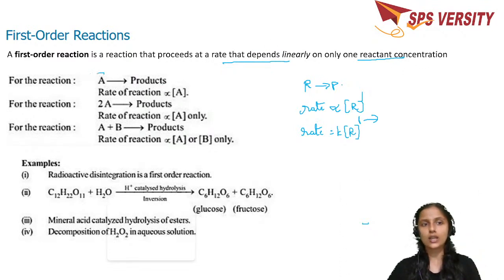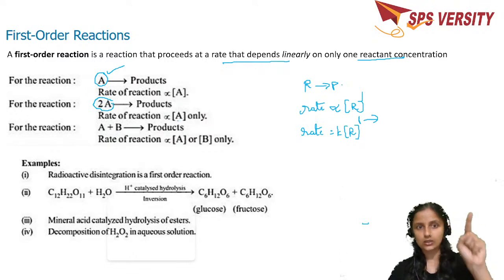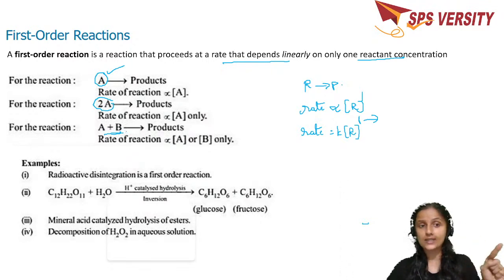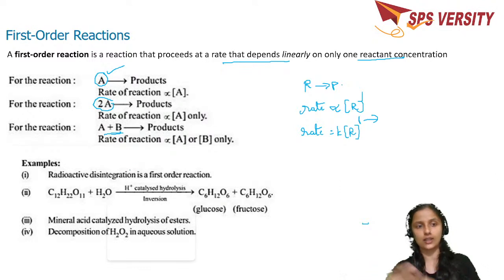So if you have a reaction, A gives rise to product, then the rate of the reaction is directly proportional to the concentration of that particular reactant. If you have two molecules of A, then also the rate of the reaction directly depends on the concentration of A. If you have two reactants, then the rate of the reaction depends on only one of these, not the other. So you have to take that in excess, or under some reaction conditions, the rate of the reaction depends on only the concentration of one of the reactants. Hope you get it.